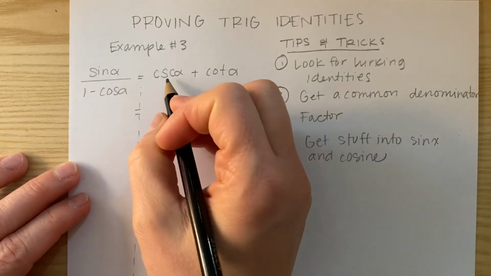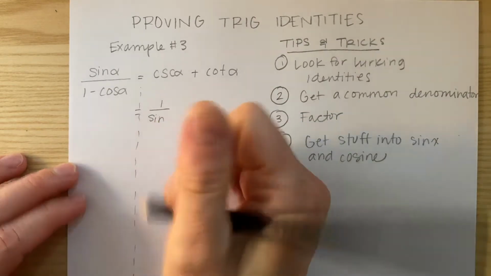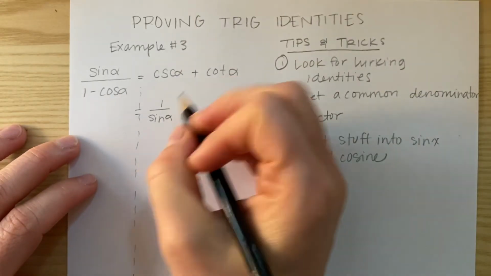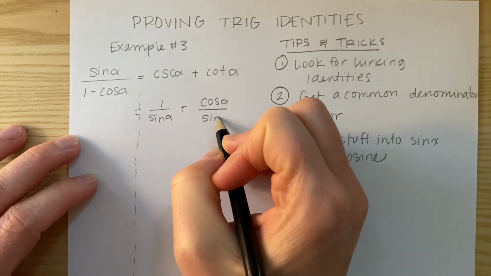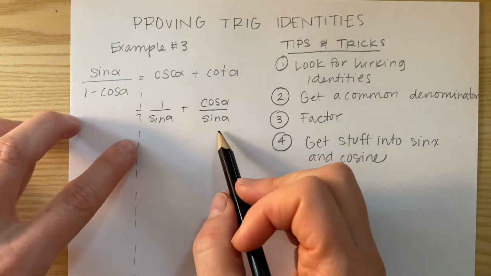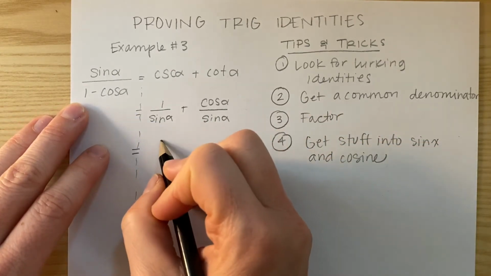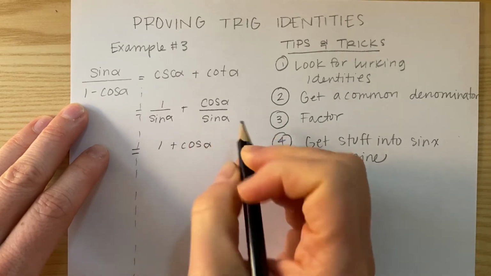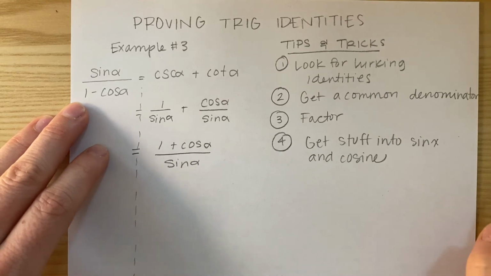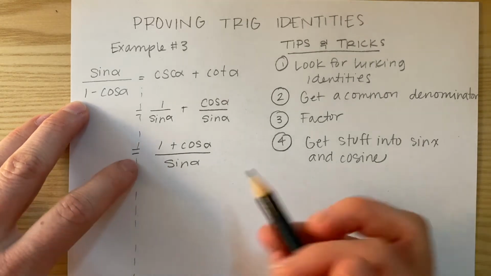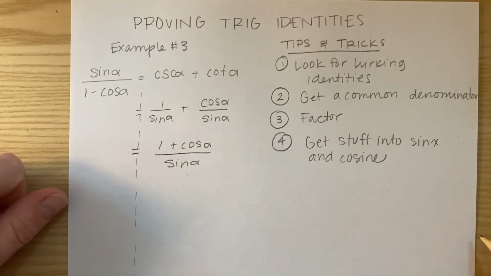Now, my first instinct is to say cosecant of alpha, well, that's 1 over the sine of alpha, plus the cosine of alpha over the sine of alpha. And now when I do that, I'm like, oh, common denominator already for me. So I'm going to add these up. 1 plus the cosine of alpha over the sine of alpha. Now here, I look at this and I'm like, well, that's not the same.